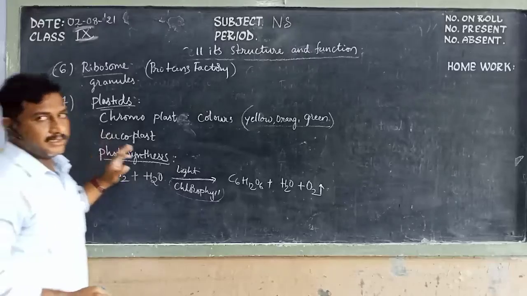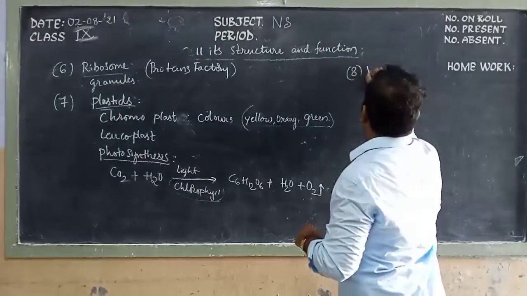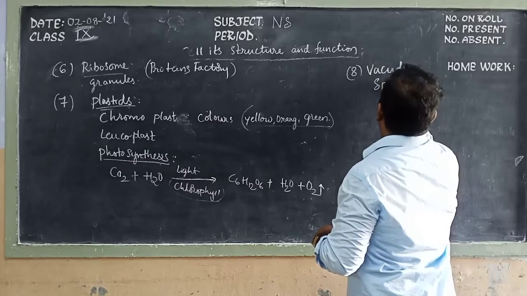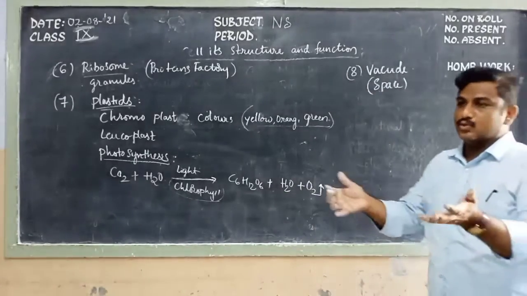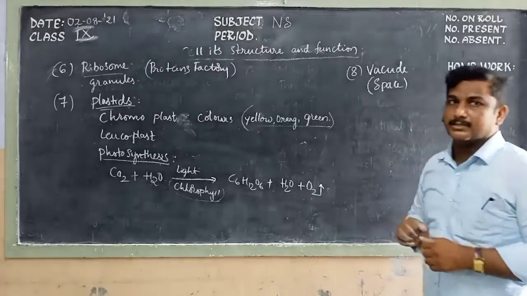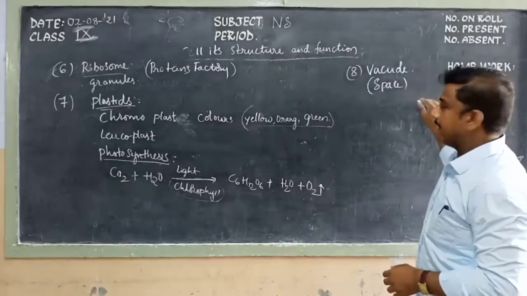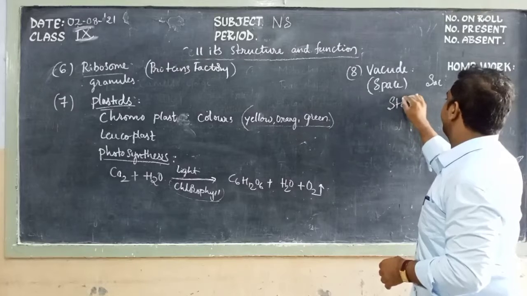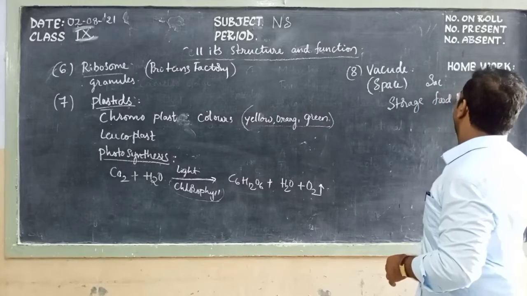At last we will learn about vacuoles. Vacuoles are known as a space, a sac-like structure which helps to store extra water or extra food materials for future purposes. What is the vacuole? The vacuole is a sac, meaning storage. It stores the food material.